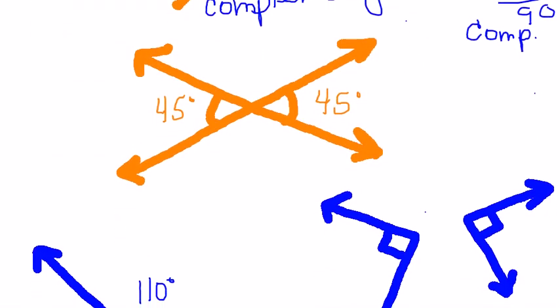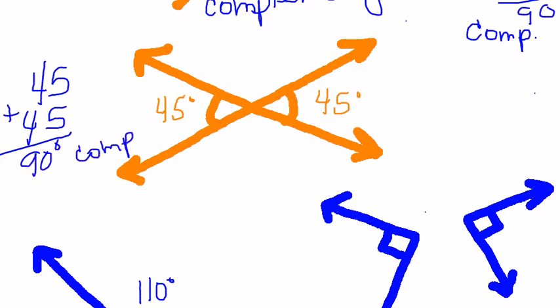We have a third example here. Now, we have a pair of vertical angles, but if they add up to be 90 degrees, they are also complementary angles.